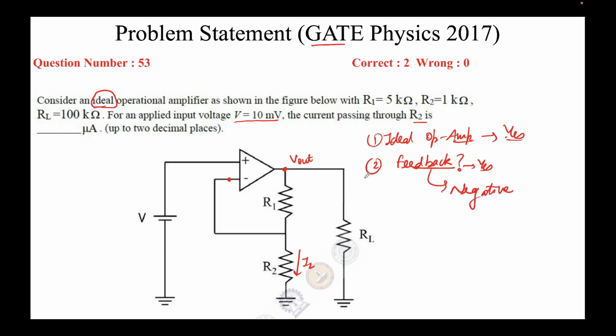Now, one more thing, since this is an ideal op amp, we'll assume that the current flowing into the inverting as well as non-inverting terminals is naturally 0. And the final thing, we'll assume that there is a virtual short. This is a unique property of an ideal operational amplifier, that the positive and the negative input nodes are virtual shorts. This means they are at the same potential.